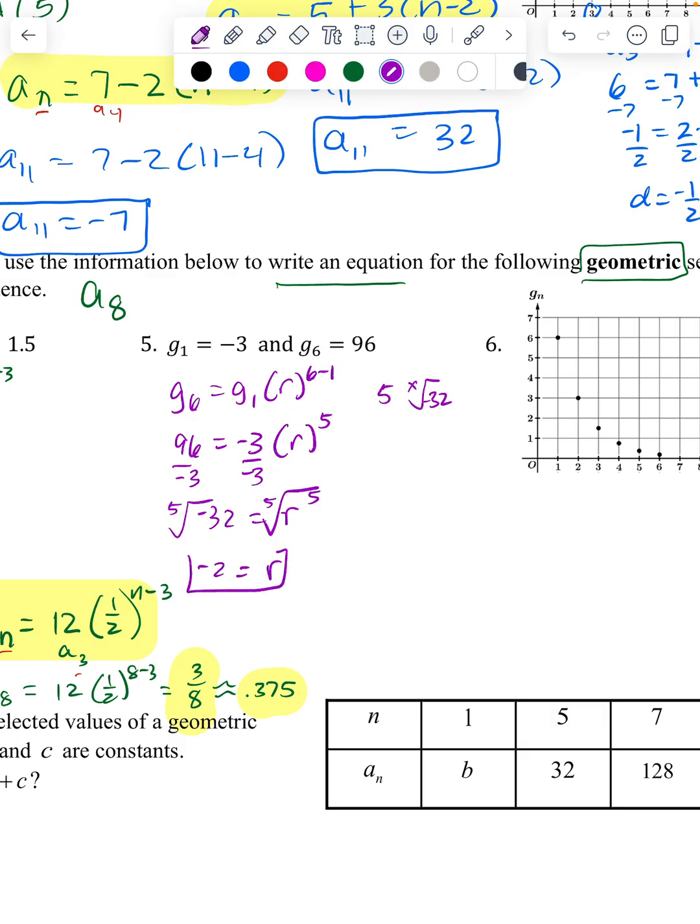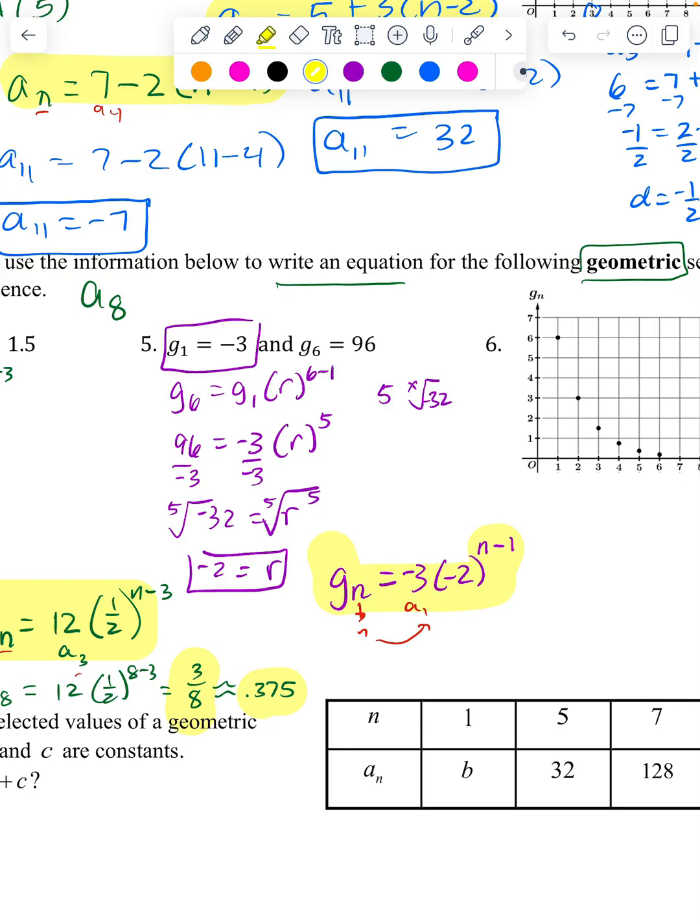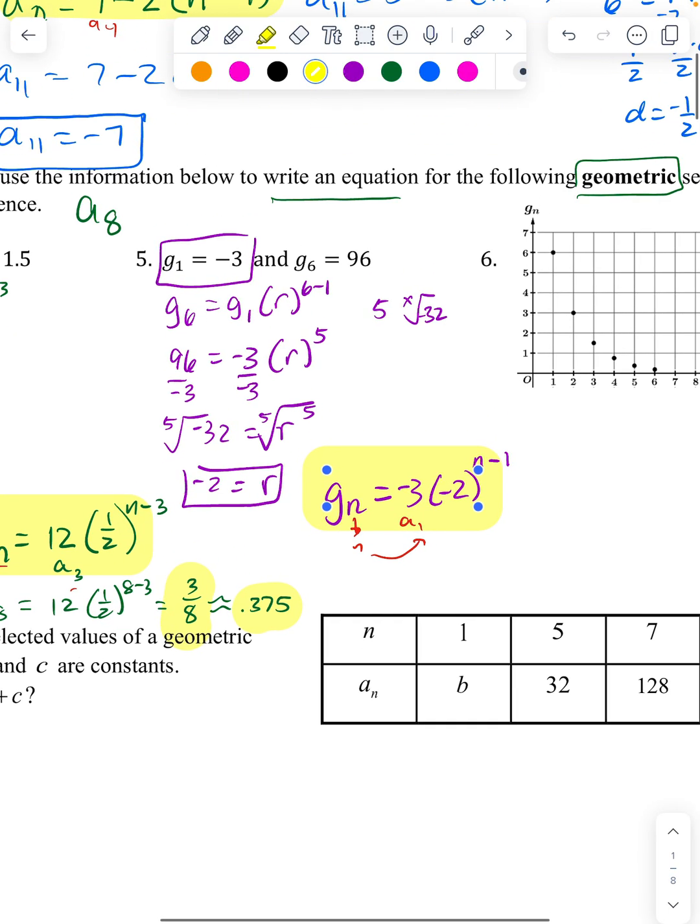So then I can write my general formula. In general, my terms are going to come from, I guess I'll start with this guy, -3. Then my r is -2. Do not make the mistake of deciding those become positive. They do not. Because PEMDAS is real, and this is going to be raised to the power of n minus 1, because this is the nth term and this was the first term, so n minus 1. So here's my general equation for these values.